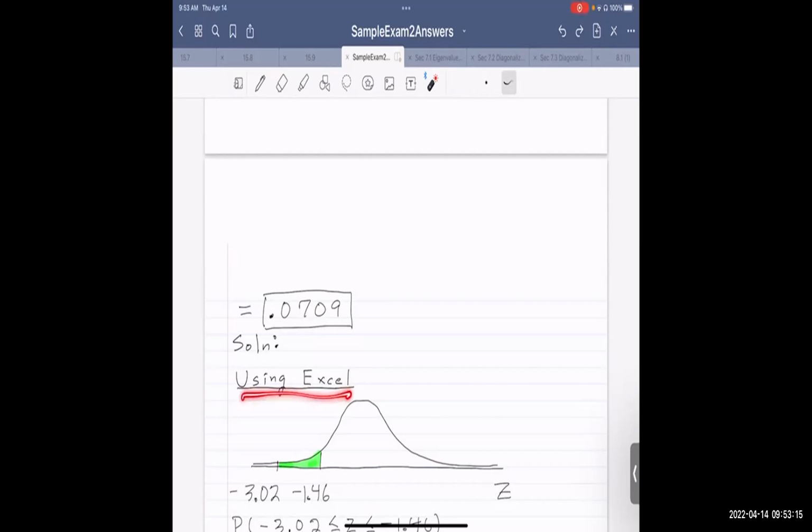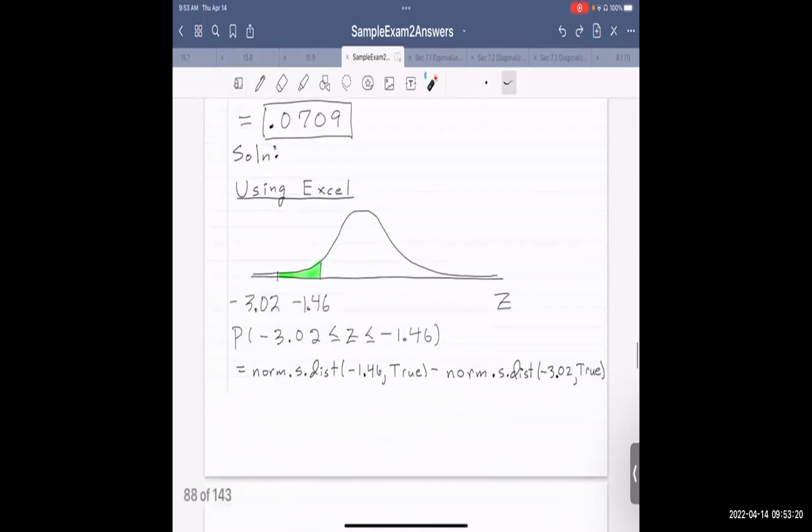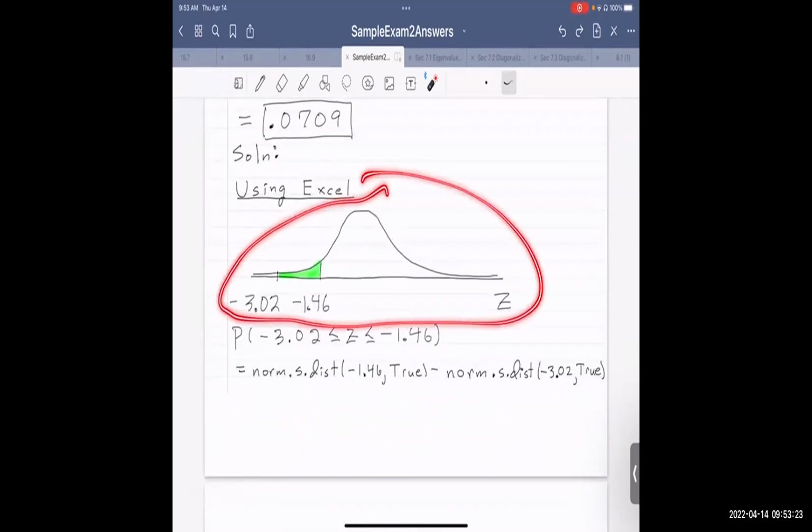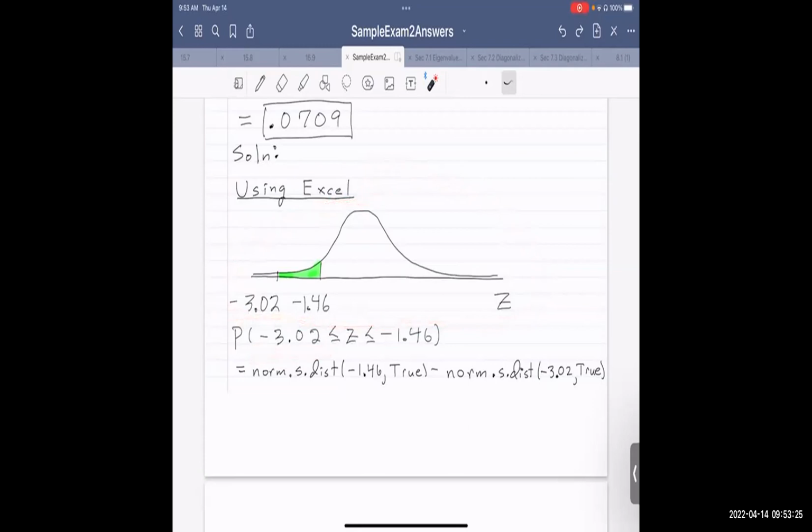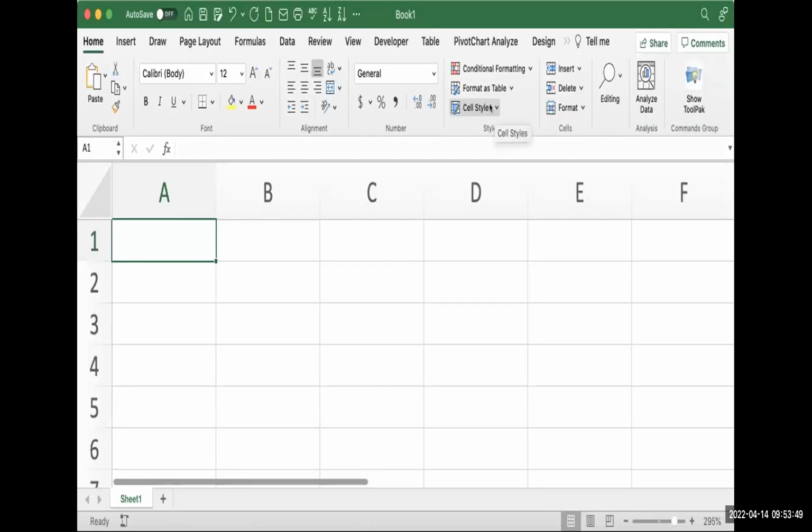I can also do this using Excel. If I use Excel, I want to find the area between negative 3.02 and negative 1.46. So I'll find the area less than negative 1.46, then subtract from it the area less than negative 3.02, and that'll give me the area in between these two. Let me do this on Excel.